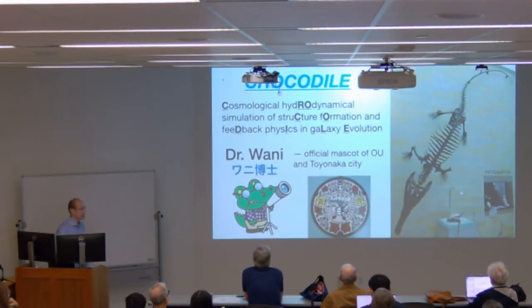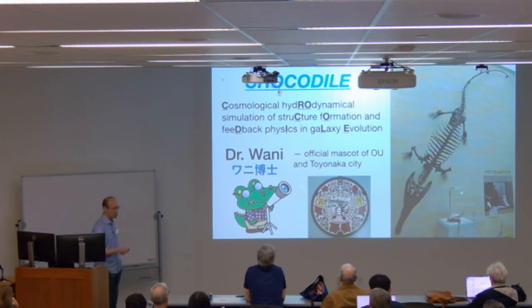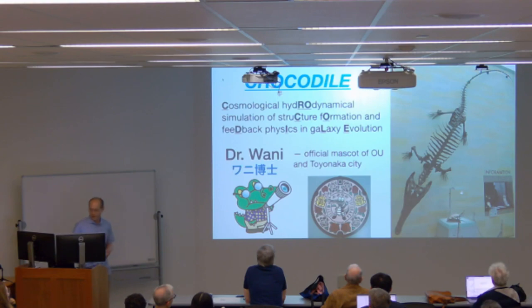We call it crocodile simulation because this mascot over here is actually the official mascot of Osaka University in Japan. We call it Dr. Wani. Wani in Japanese means crocodile. So it's also the official mascot of Osaka University and also Toyonaka City. So if you come to Osaka and go to the University Museum, you'll see this full-scale skeleton of the crocodile, and that's the origin of this acronym name.